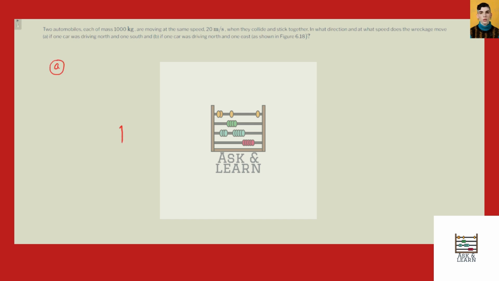One was driving towards north and one was driving towards south. So this is mass m, this is mass m, and when they collide, they stick together. So when they collide and stick together, that's going to be of mass 2m. So we're going to conserve the momentum. The initial momentum is going to be equal to the final momentum. The initial momentum will be mv, because this is moving with v and this is moving with v as well, but in the negative direction. So mv minus mv is going to be the final momentum.